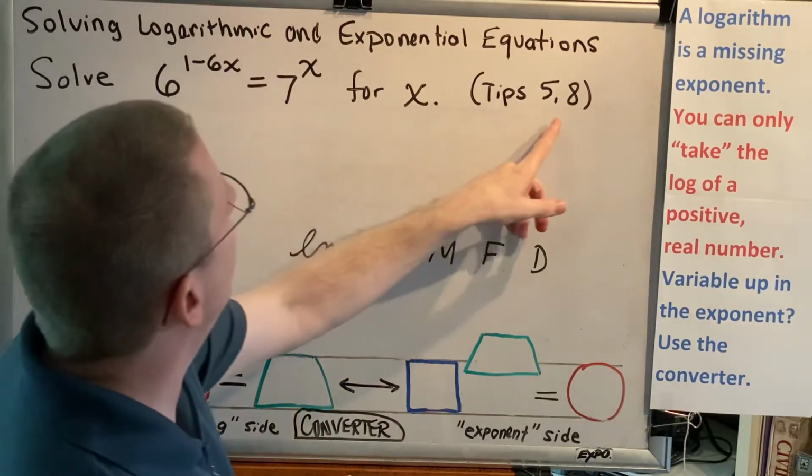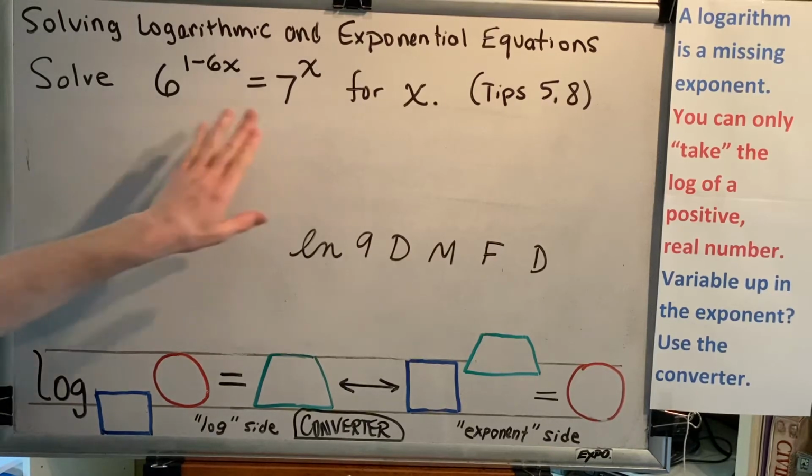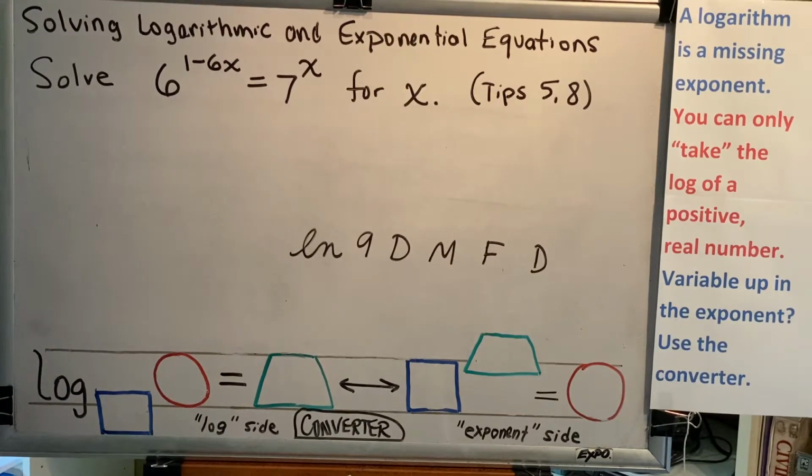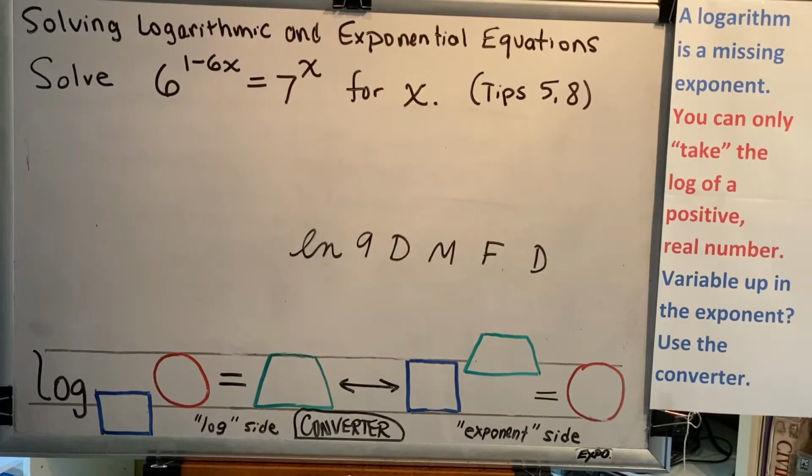Tips 5 and 8. All right, let's talk about tip 5. These tips were mentioned in a previous video. Tip 5 says, when you have equal exponential expressions with different bases, like we have in this problem, a 6 and a 7, take the log of both sides to solve the problem. So we know that we're going to take the log of both sides as part of solving this problem. That's tip 5. Tip 8 says, if there's an answer, make sure you check it.